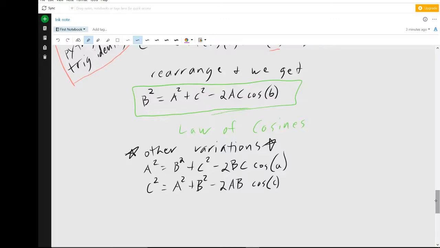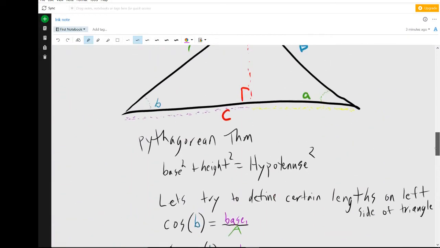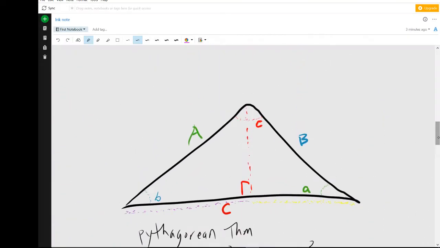Obviously, we could have done this from the other two angles as well, right? This isn't a 90-degree triangle, so we're not limited. So you could have two other variations of this as well. a squared equals b squared plus c squared minus 2bc cosine a, and c squared equals a squared plus b squared minus 2ab cosine c. And that gives you this one. This formula then is going to give you what the Pythagorean theorem did, but for any triangle in existence, not just 90 degrees.